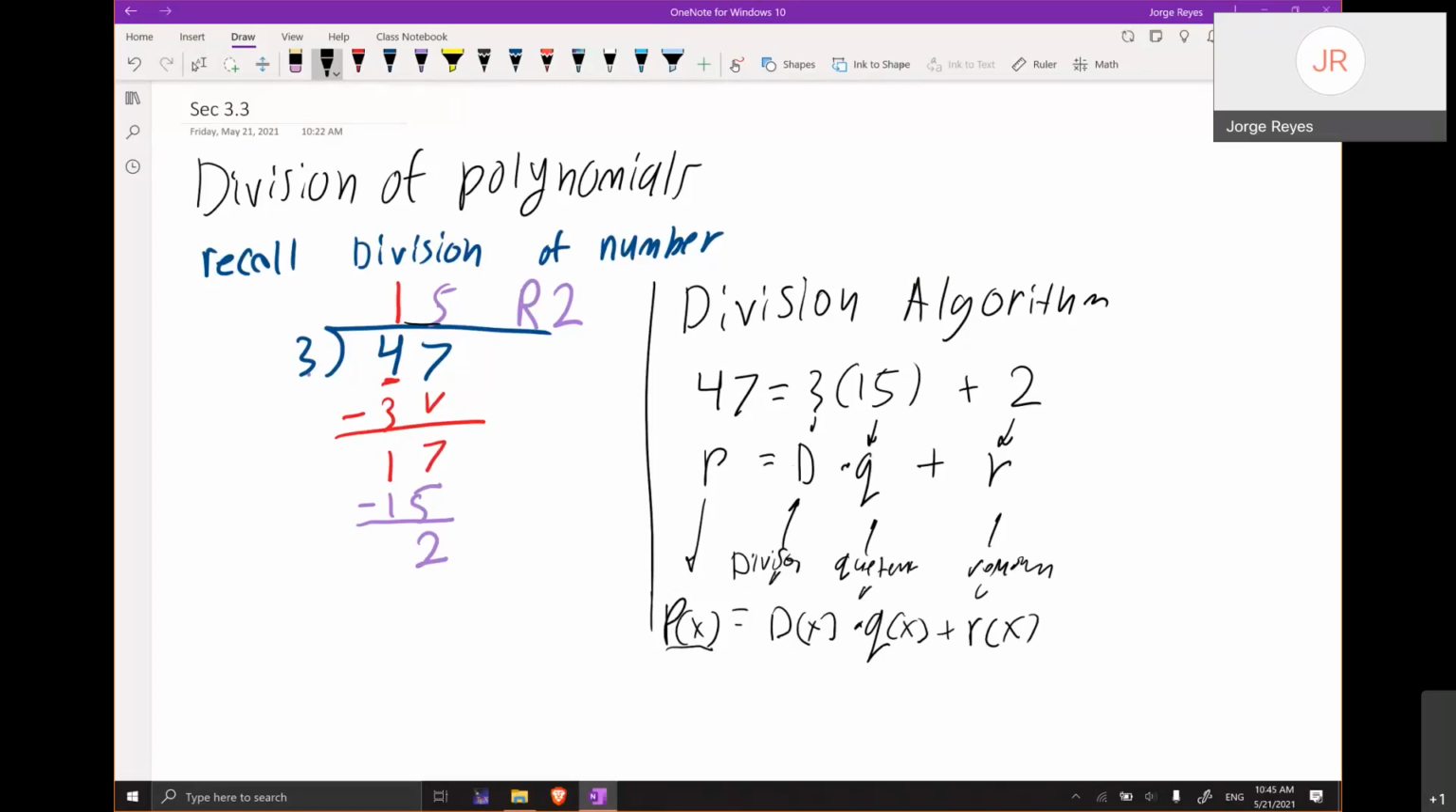And we're going to do the same thing. But a disclaimer: the degree of the remainder has to be less than the degree of the divisor. Because that's how we know, like, 2 is smaller than 3, so we know to stop. With polynomials, it would be R(x) has degree less than D(x), so that's when we know to stop.